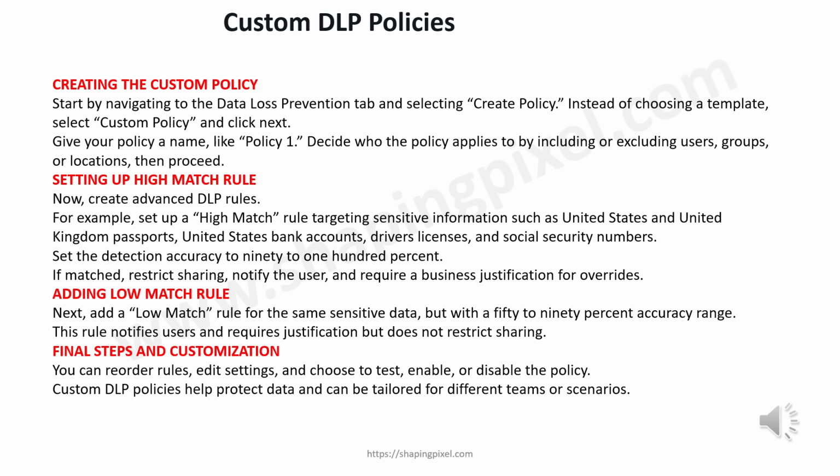Let us walk through creating a custom data loss prevention policy, or DLP policy, in Microsoft 365. This process lets you tailor security rules to fit your organization's unique needs. Start by navigating to the Data Loss Prevention tab and selecting Create Policy. Instead of choosing a template, select Custom Policy and click Next. Give your policy a name like Policy 1. Decide who the policy applies to by including or excluding users, groups, or locations, then proceed.